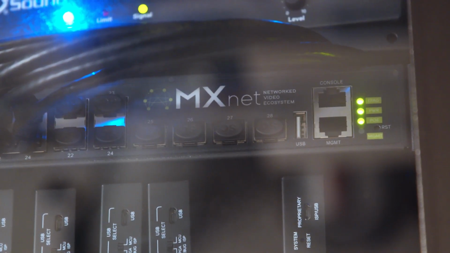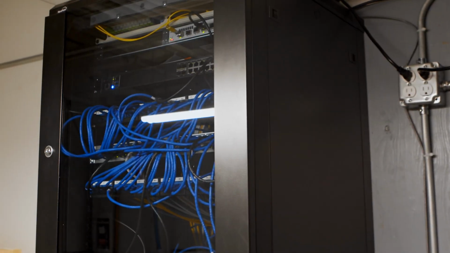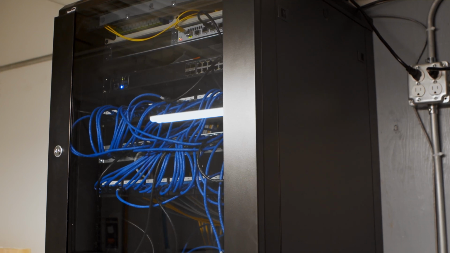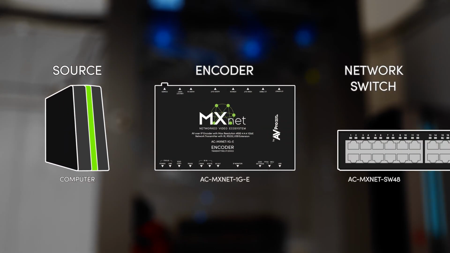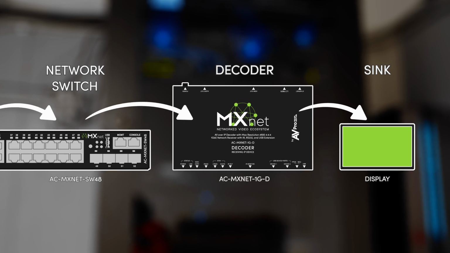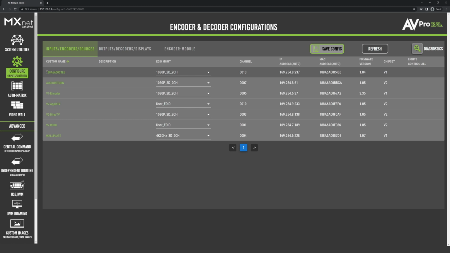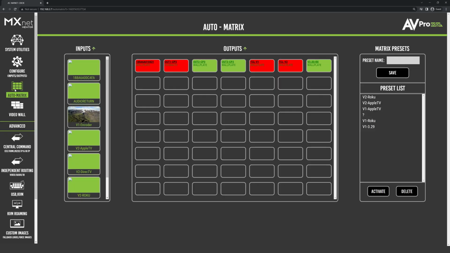Silverstar headquarters uses MXnet to distribute 4K sources over a secure IP network that is flexible enough to expand at any time. Each source has an encoder unit that transmits AV data to a pre-configured AV network switch. Decoders located behind each sink receive the AV data distributed by the network switch, completing the AV distribution path from source to sink. And finally, an MXnet control box manages the multicast routing, network switch monitoring, and much more with Mentor. Mentor's intuitive design allows for ease of installation and operation.